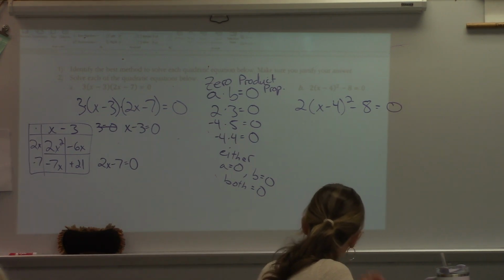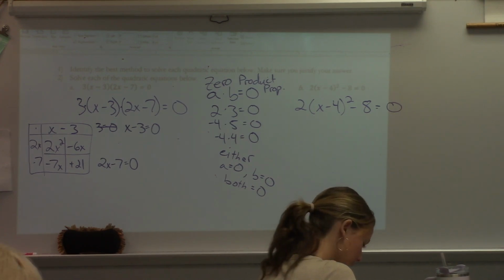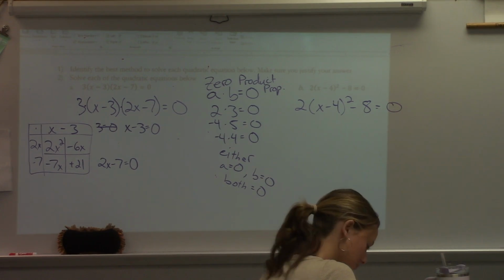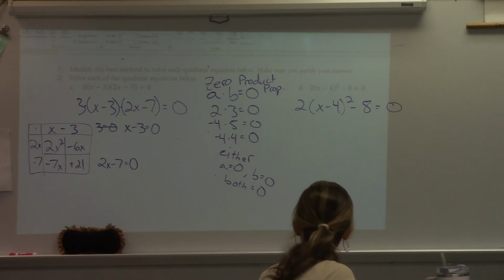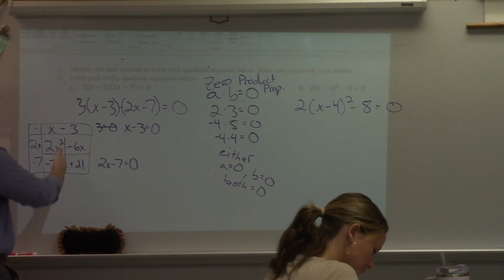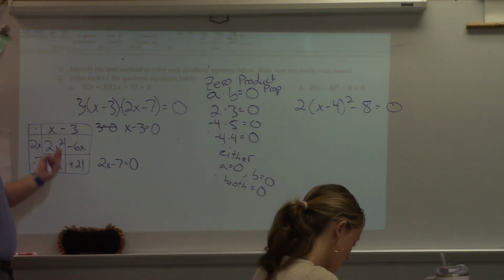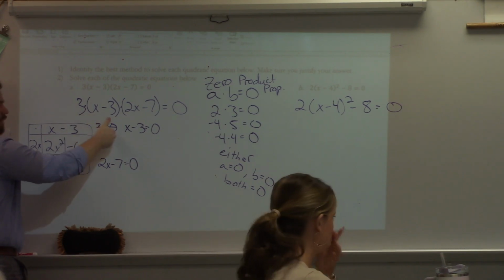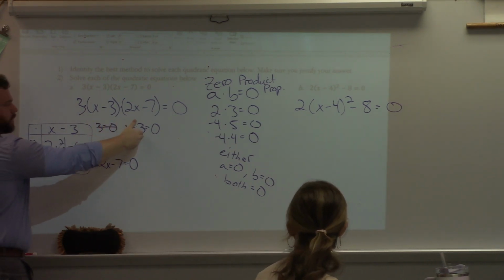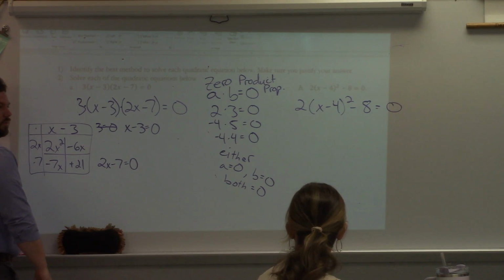Now, if it's not equal to 0, can you use the zero product property? No. Was it equal to 0? Use that zero product property, please. Yes, Lance. So what do you do with that 3? Remember, I said it's a product equal to 0. So either 3 is equal to 0, which it's not, or x minus 3 is equal to 0, or 2x minus 7 is equal to 0. So that 3 just goes away. It doesn't go away, but it doesn't matter.